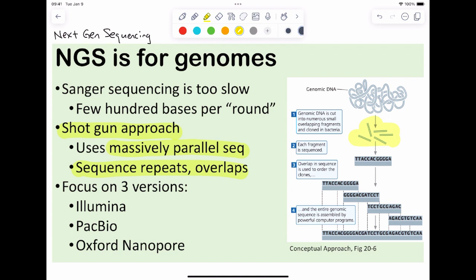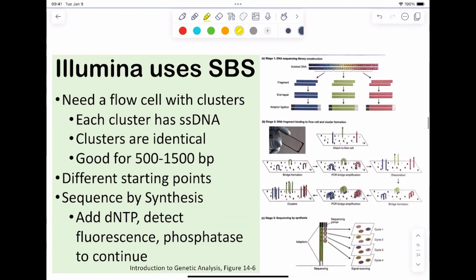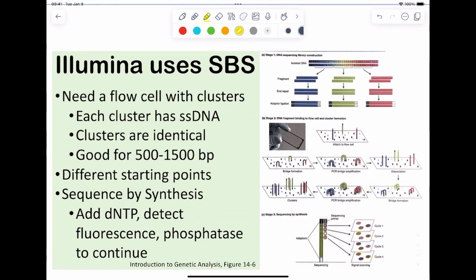These don't necessarily require you to have prior knowledge about what you're doing. So these three, the point isn't going to be to memorize exactly how they work. It's going to be, oh, different takes on the same problem. Illumina is probably the most famous. And Illumina does something called SBS. SBS is sequence by synthesis.